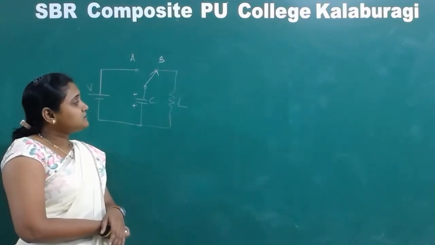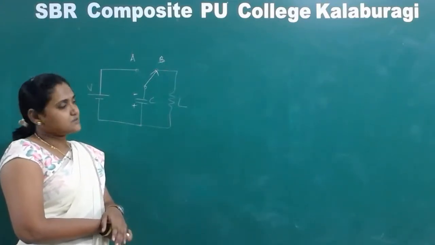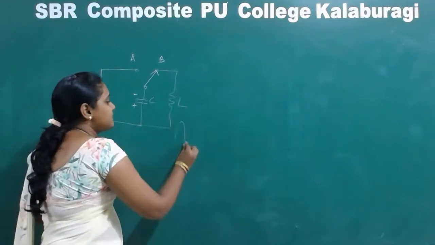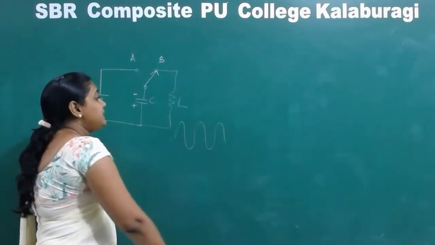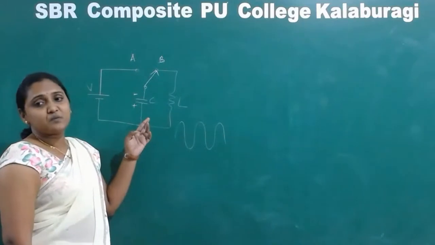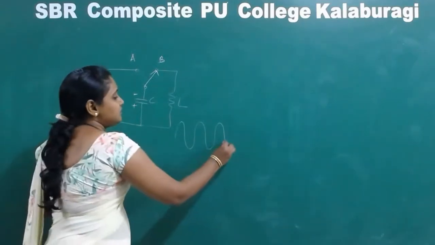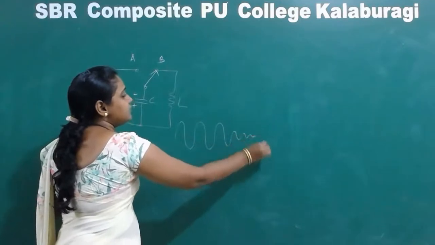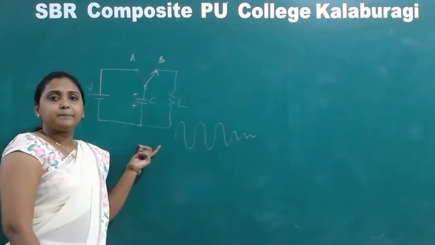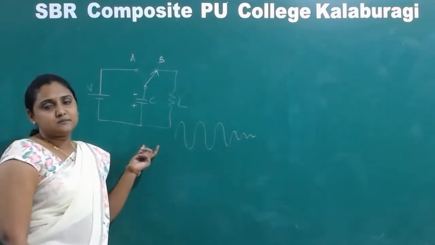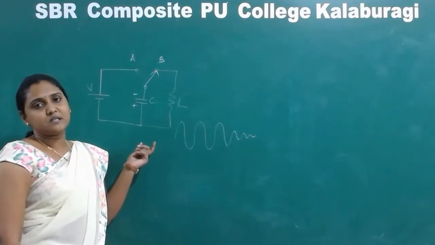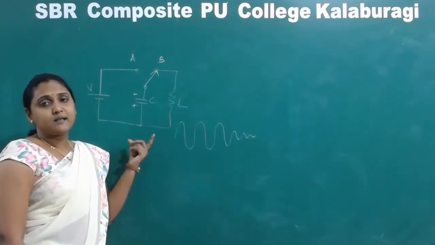So that is going to produce the oscillations. Okay? This is going to produce the oscillation. But there is an issue with this type of circuit. What is that issue? It is going to continue to be damped signals. Damped oscillations will be produced by this type of circuit.